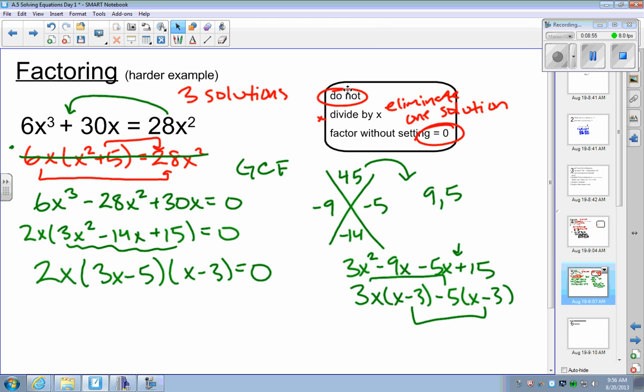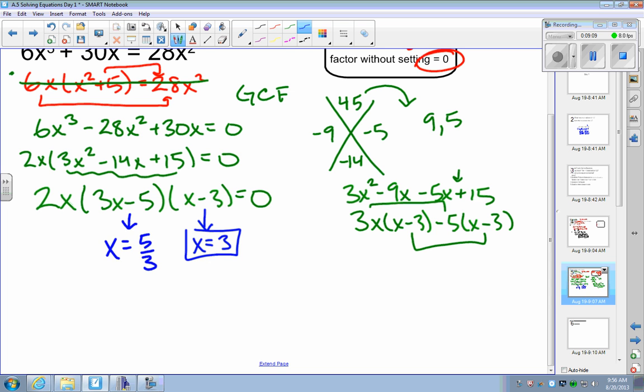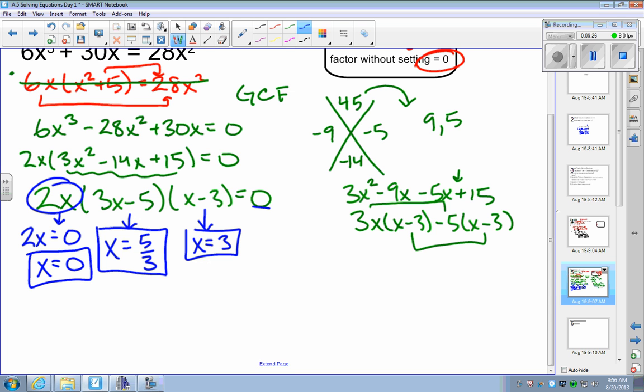Now, it's all factored, it's all linear terms, so I can find all my solutions. Everybody's going to grab a 3 out of here. That's pretty easy. You guys are going to set this equal to 0, add 5, divide by 3. There's one solution. We said we needed 3. Your other one comes from here. What you have is this blob equals 0. And it's the easiest solution out there. 0. Okay, there's my 3 solutions.